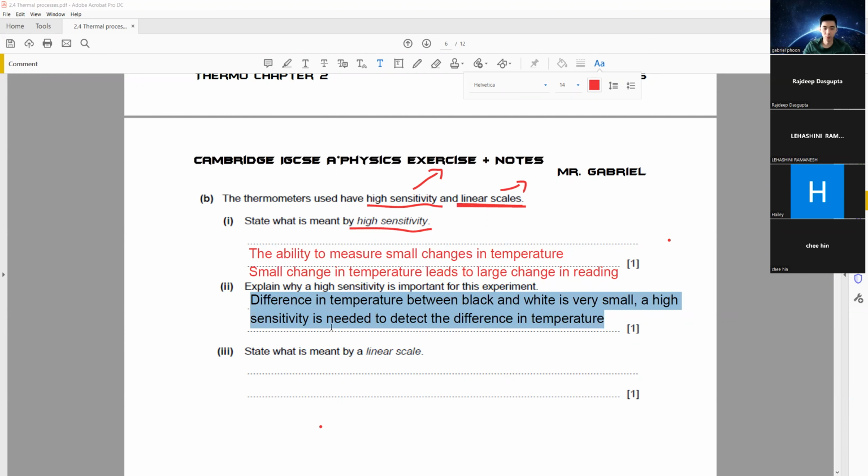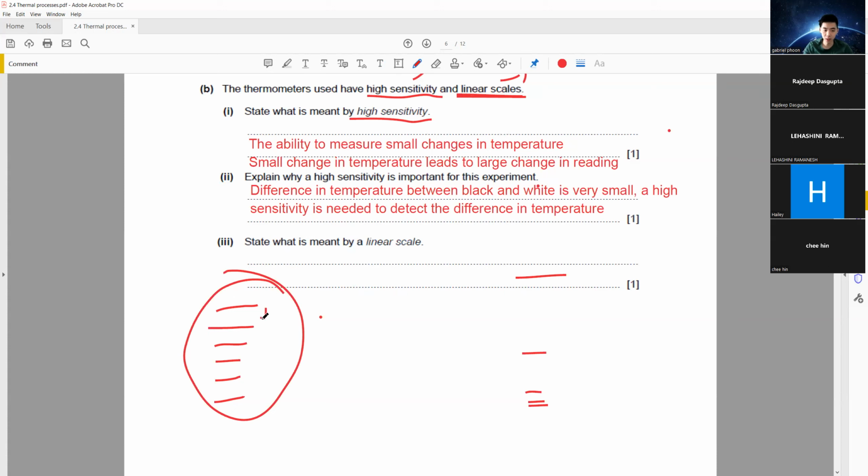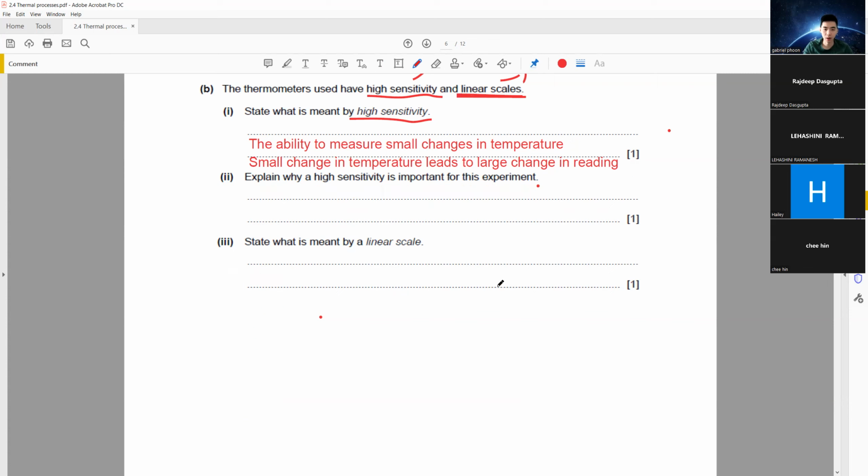Then finally, what is meant by linear scales? Linear scales means they have equal distance between each reading. Remember, a linear scale will look something like this: 1, 2, 3, 4, 5, 6. A non-linear scale will be like 1, 2, then 3, then 4, then 5, somewhere here. These are what we call linear. They have equal spacing between each reading. These are definitely non-linear. They don't even have equal spacing between each reading.